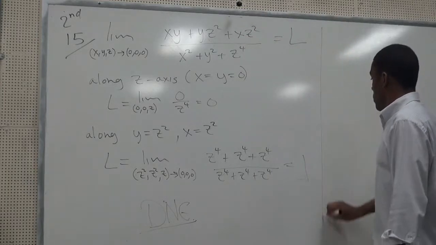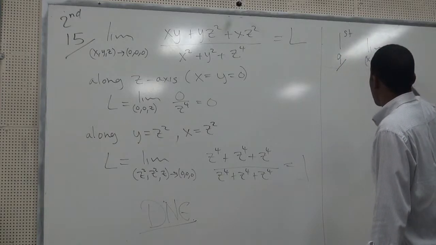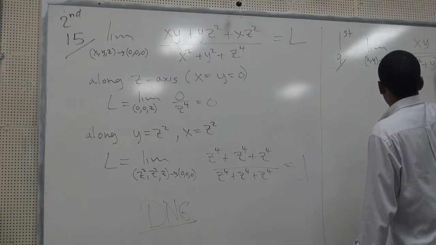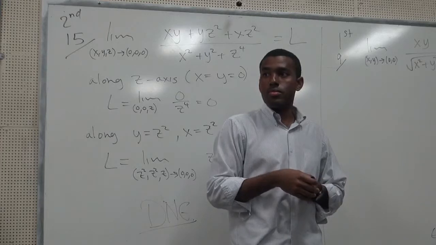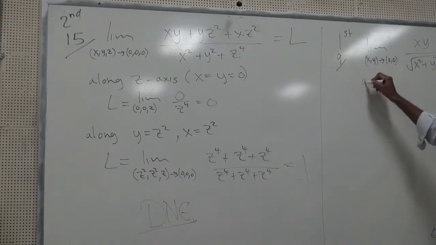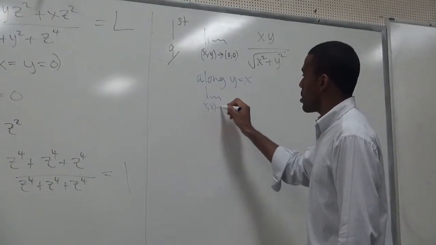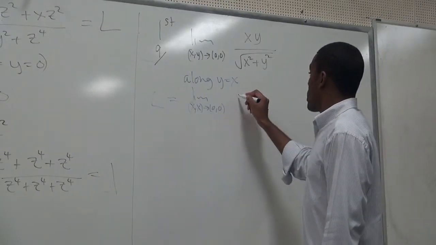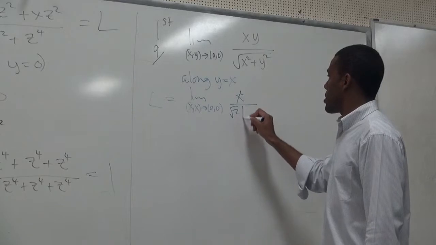Second edition as well? First. Limit as (x, y) approaches (0, 0) of xy over square root of x squared plus y squared. Okay, ideas? Okay, so you tried to let y equals x. So along y equals x, we would have the limit of x squared over, this would be the radical of 2x squared.